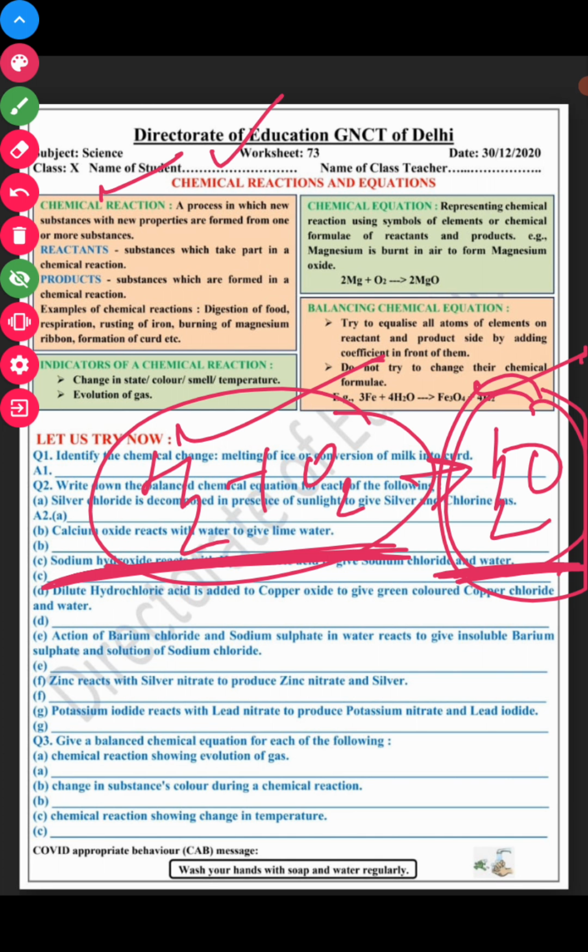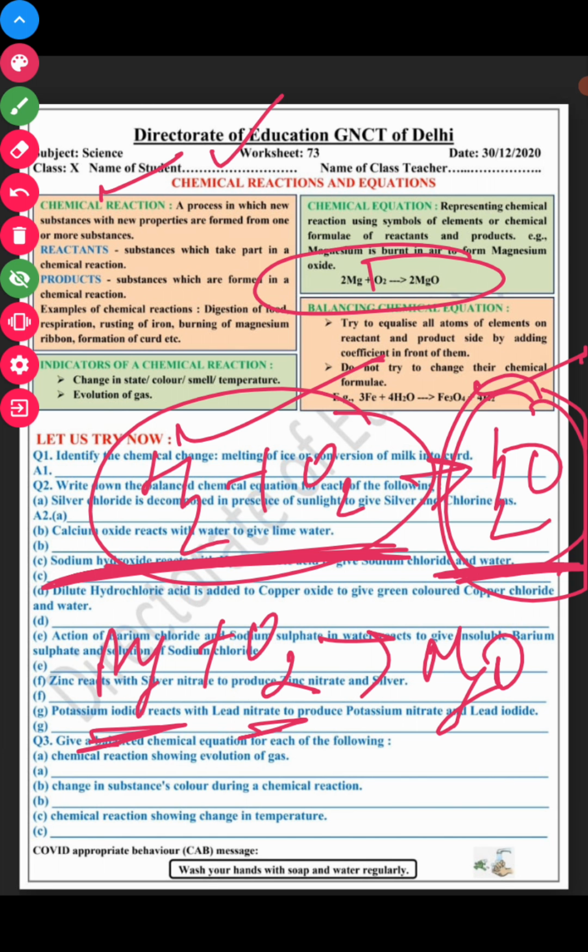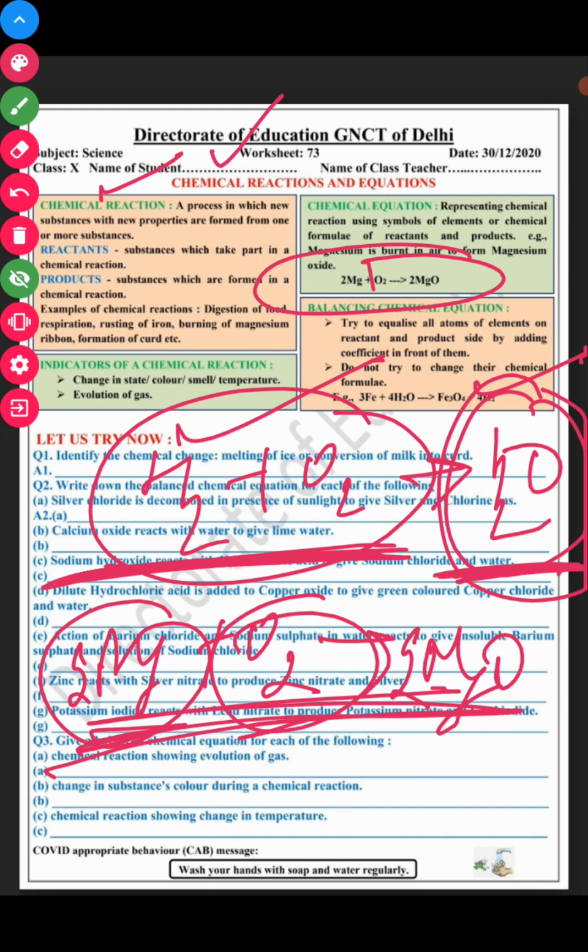Next, the chemical equation. A chemical equation represents a chemical reaction using the symbols of elements or the chemical formulas of the reactants and products. For example, if we take magnesium metal, when it reacts with oxygen it will give you magnesium oxide. If we balance this, then this is a balanced chemical reaction of magnesium oxide. So this kind of representation, in which we use symbols, is called a chemical equation.